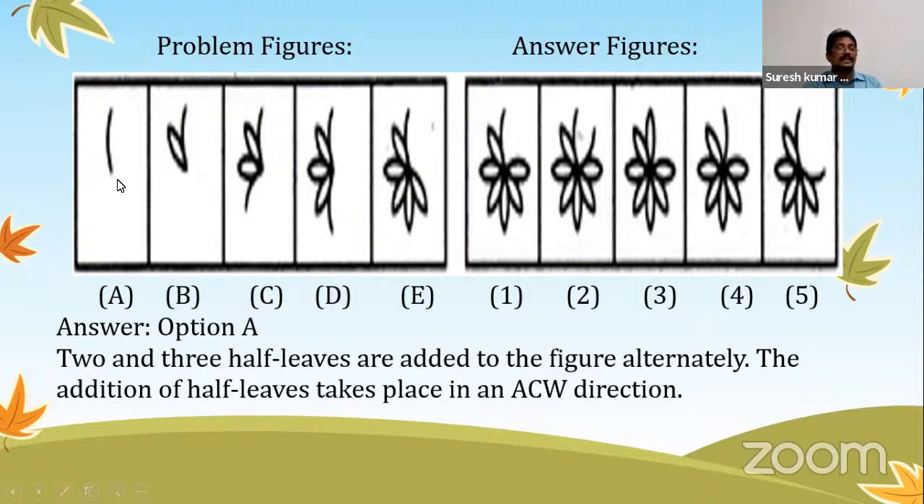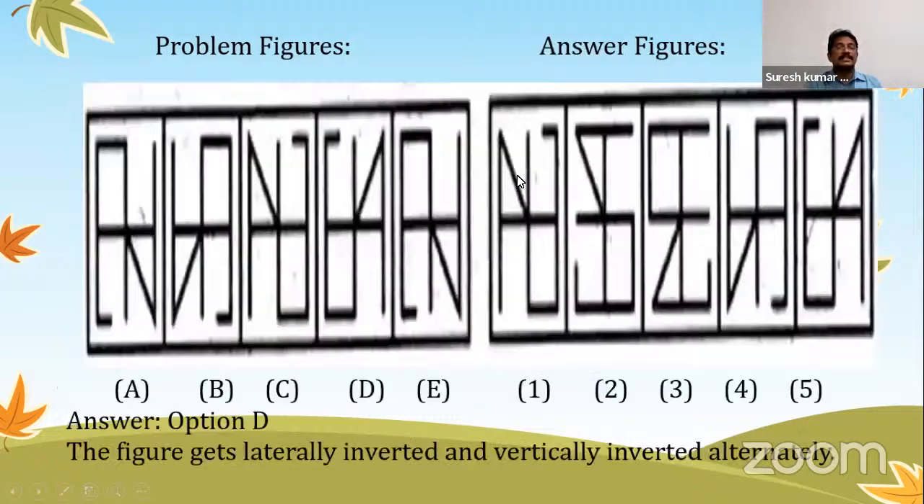So this is one. 2 leaves are added. Now 3 leaves are added: 1, 2, 3. Now 2 leaves are added: 1, 2. Now 3 leaves are added: 1, 2, 3. Now 2 leaves should be added. This is clear. So option A is the correct one. Okay. Now we will go for the next one.